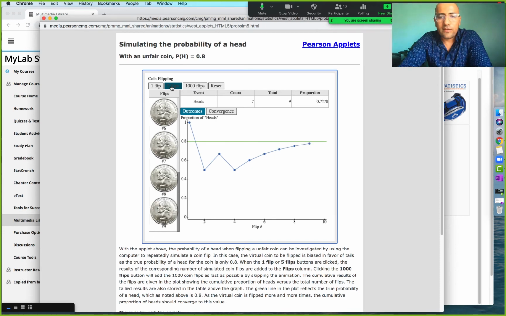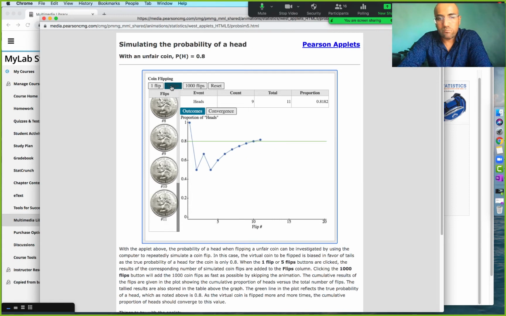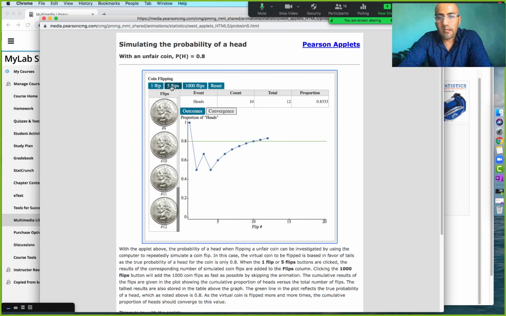It'll dance above it, below it. Sometimes it's right on it. Now it's just a little bit above it, a little bit above it. Maybe there's a little bit of uncertainty that happens in the short term. But I know that as I flip this many, many, many times, eventually this is going to become really close to that green line, because that's the line that represents 0.8. Right?